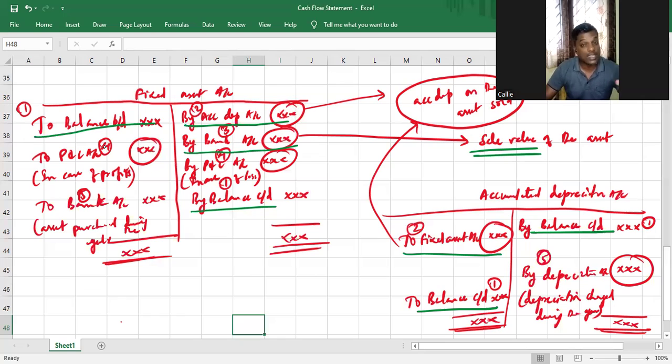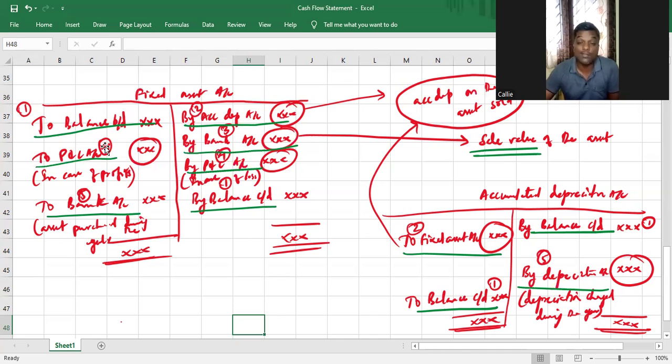And then when you sell the asset, there will either be profit or loss. The profit will be written on the debit side, and loss will be written on the credit side. Only one of these two things will come. After you've entered all the information that is supposed to be recorded in the ledger, you will just balance the ledgers to find out the depreciation charged from the accumulated depreciation account and the asset purchased during the year from the fixed asset account.